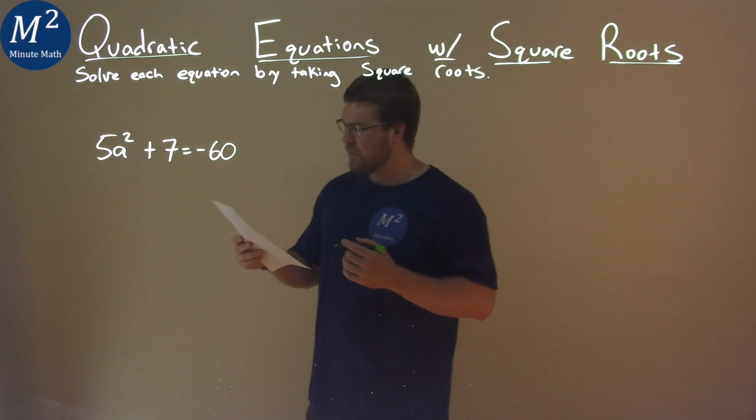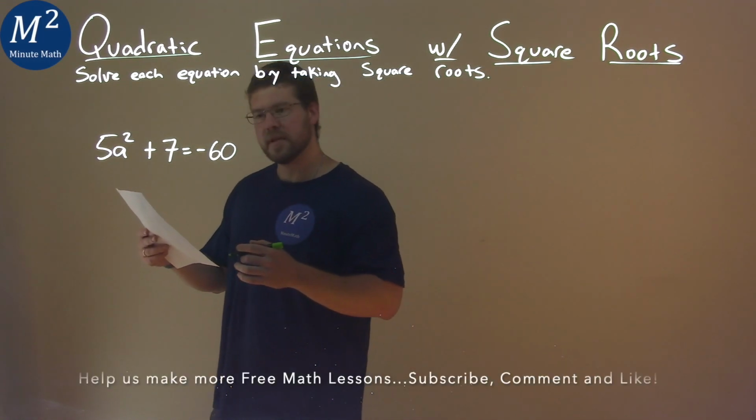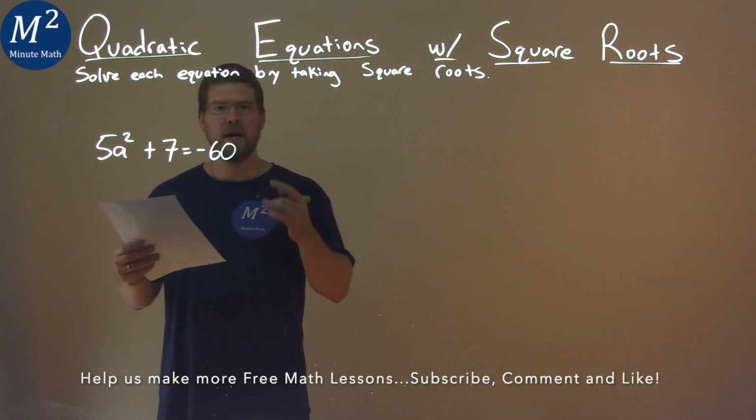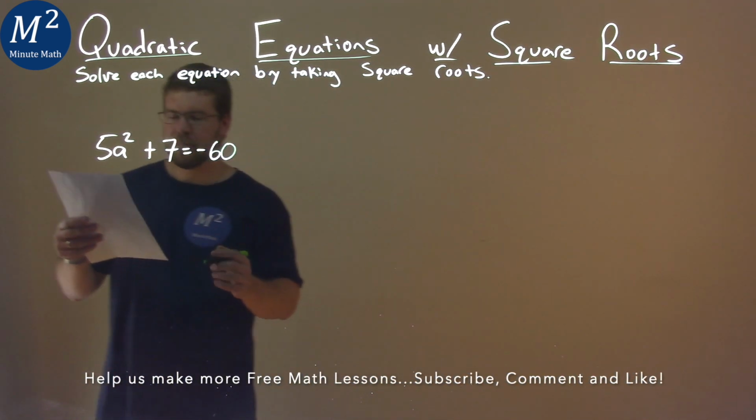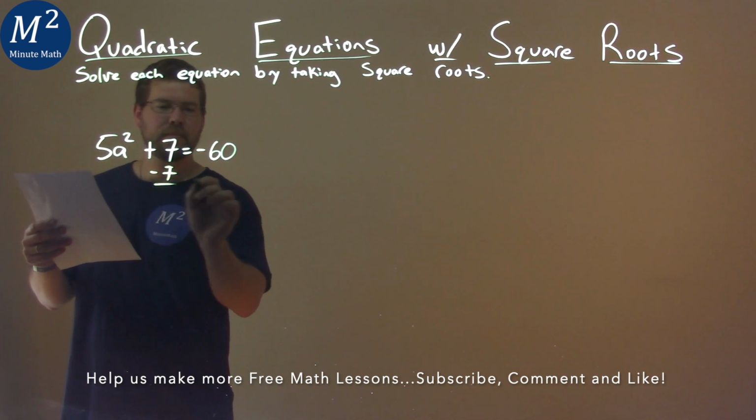We're given this problem right here. 5a squared plus 7 equals negative 60, and we have to solve this equation by taking square roots. First step, I'm going to subtract a 7 from both sides.